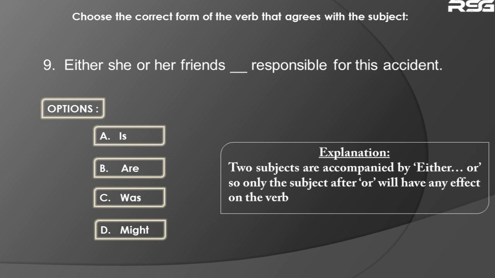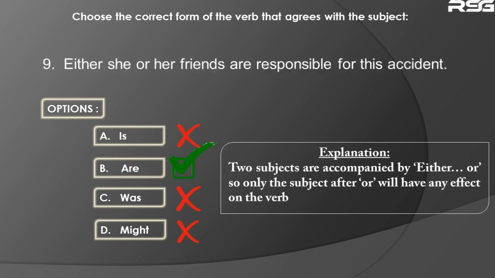According to the second subject, you have to fit in the verb here. What is the second subject? Is it singular or plural? It is plural. Therefore the verb also has to be plural. So the option you're going to take here is not is, was or might, but "are". So the sentence is, "Either she or her friends are responsible for this accident."